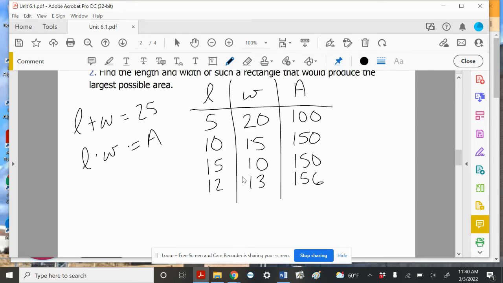So let's get closer to 12 and closer to this 13. I'm going to actually just split them in half. So half of it is going to be the length and half of it is going to be the width. So 12.5 times 12.5, and that turns out to be 156.25. And this will end up being our largest area. So notice that when the length and width are equal, we get our largest area.